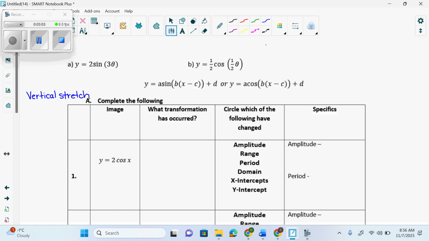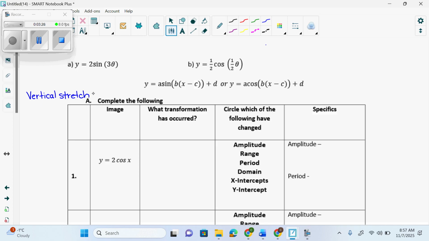Okay, now amplitude starts at 1. I vertically stretch it by a half. What's the amplitude now? Half. Cool. Okay, 1. I vertically stretch it by 10. What's it now going to be, my amplitude? 10. So what is my vertical stretch actually equal to? The amplitude. Yes.